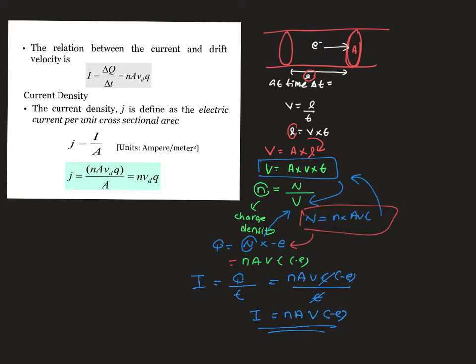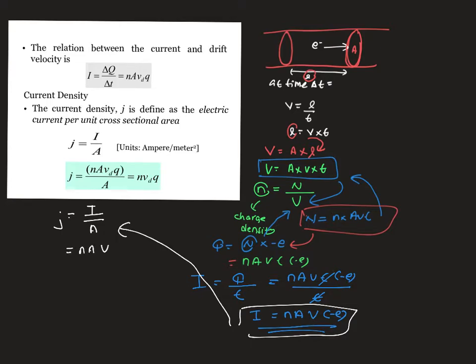The current also has current density. Okay, the current density is going to be represented by J. Okay, so J is going to be current per unit area. Okay, so that's why we call this one a current density. Okay, so we are going to insert this I into this one.